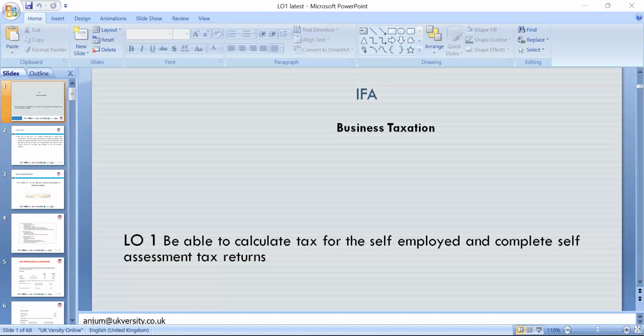Today's lesson key focus will be on business taxation, and we'll go through LO1, learning outcome one. A couple of you were delivered the previous unit, which was personal tax and UK taxation. So there are some elements of overlap as well, which we will go through in a minute.